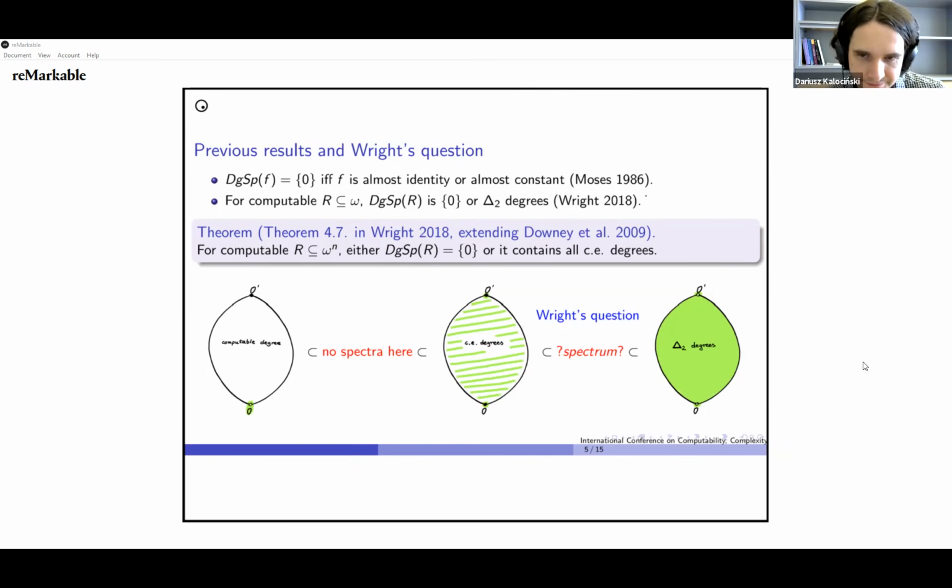And his question was, can you find a spectrum somewhere in between here? So a spectrum which strictly contains all c degrees and is strictly contained in all delta 2 degrees. And I'll try to convince you in this talk, at the end, that such a spectrum exists.